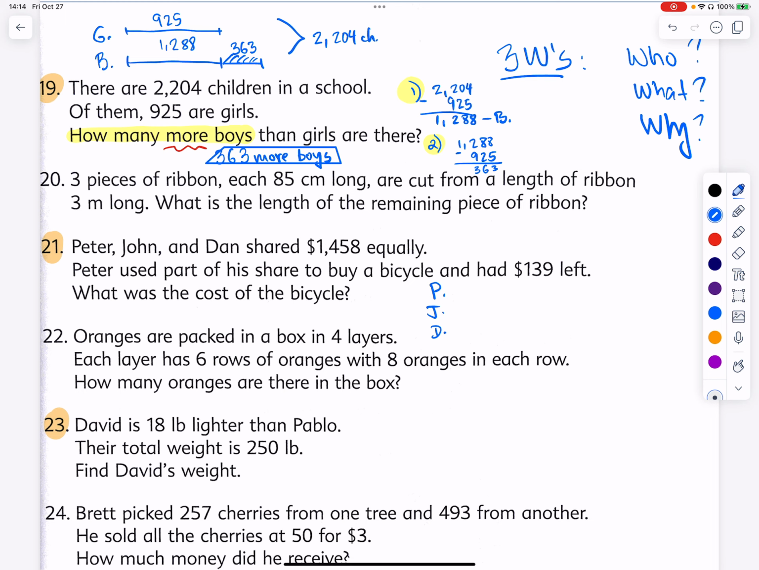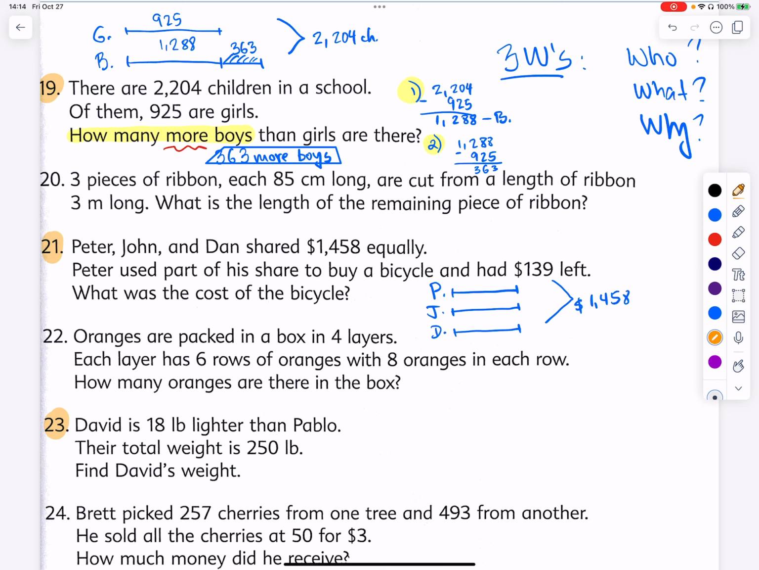What is the problem talking about? The problem is talking about money. Very often these problems talk about money. What does the problem tell us about Peter, John, and Dan's money? They shared this much money, 1,458, equally. So let's give them equal quantities, same bars. They share them equally. What happened next?